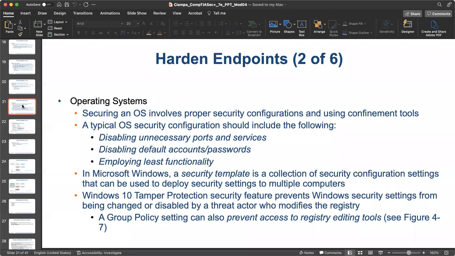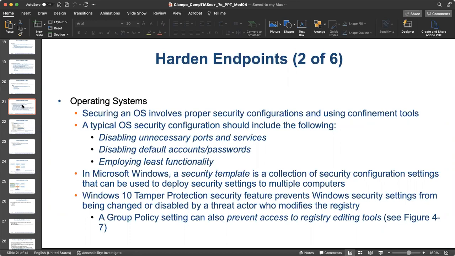Modern operating systems have hundreds, even thousands of security settings, depending on which operating system you're touching. A typical OS security configuration should include disabling unnecessary ports and services so that those cannot be abused, and disabling default accounts or passwords. In the past, even Microsoft Windows had the guest account enabled by default. So anyone sitting at your computer who had enough knowledge to know the guest account was available could have compromised your computer just by getting into it, right? And these days, those are disabled by default.